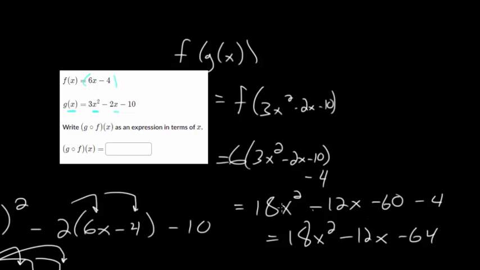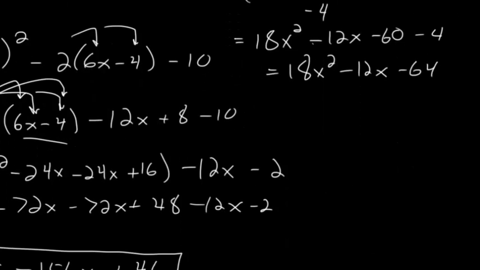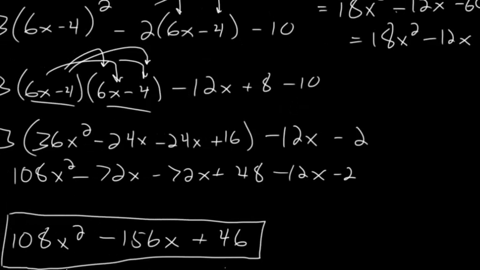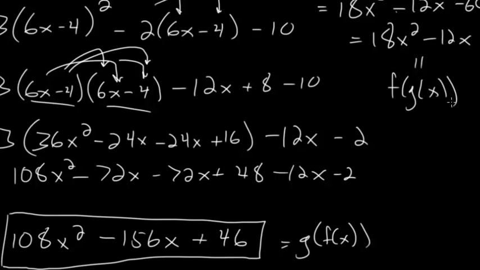And you do get a quadratic, but notice how different the numbers are with that quadratic and the other one right here. So this one was g of f of x, and this one here was f of g of x. So in most cases, they are usually pretty different from each other.